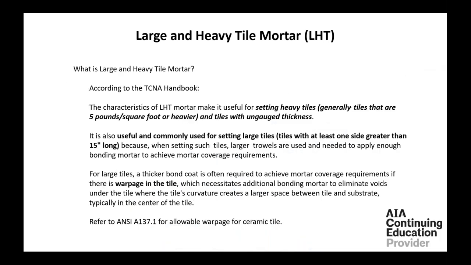So what is large and heavy tile? According to the TCNA handbook, characteristics of LHT make it useful for setting heavy tiles, 5 pounds or heavier, and tiles with ungauged thickness. So you might think of ungauged slate. It's not uncommon in an 18 by 18 inch piece of ungauged slate to have one end at 3/8 of an inch, and the other end could be 3/4 of an inch. So not only do you need a good setting bed of 1/8 of an inch or better, but you need to make up that 3/8 of an inch for the irregularity of that stone. That's where good half inch bedding really comes in handy.